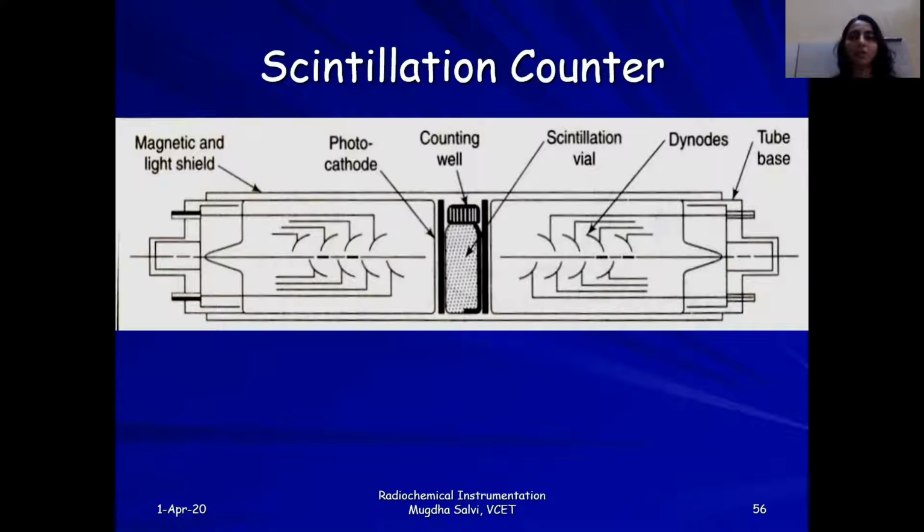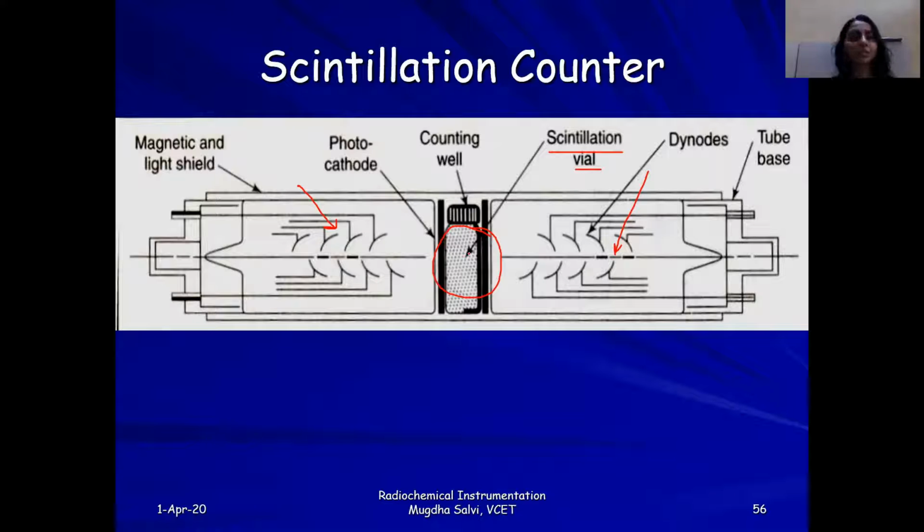So here if you observe, this one here is the scintillator material and these two here are the photomultiplier tubes. So in this particular counting well or in this particular placement, if you observe, this is a scintillation vial or a scintillator.